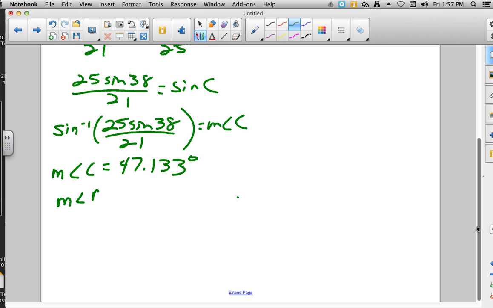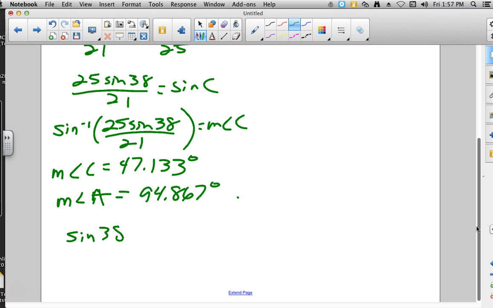And then every triangle has 180 degrees. So we would go back and say, all right, what do we have so far? Well, we've got 180 degrees minus 38 from the given angle, and then we'd subtract the one we just found, which is 47.133. So the measure of angle A will be 94.867 degrees.